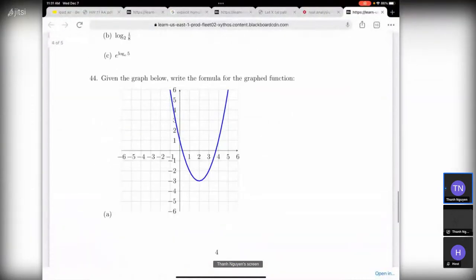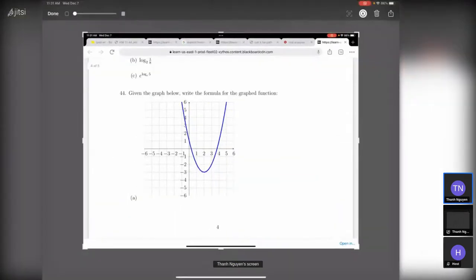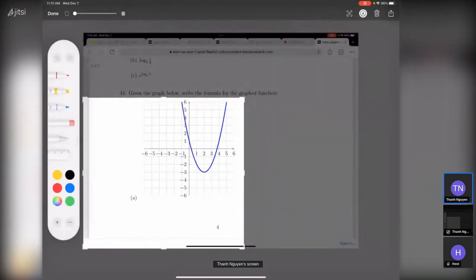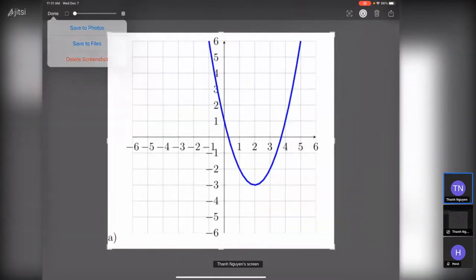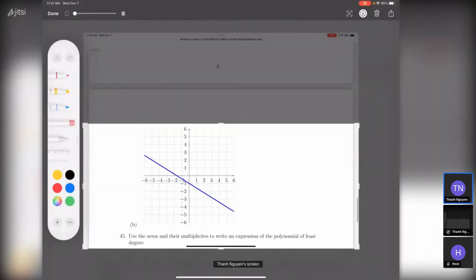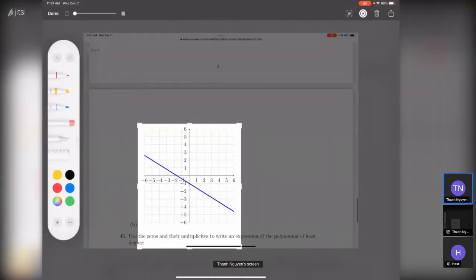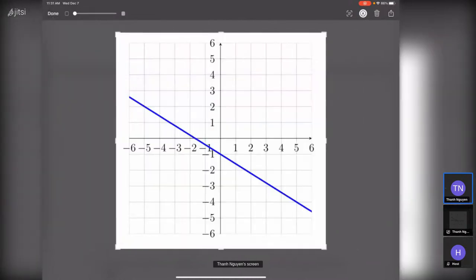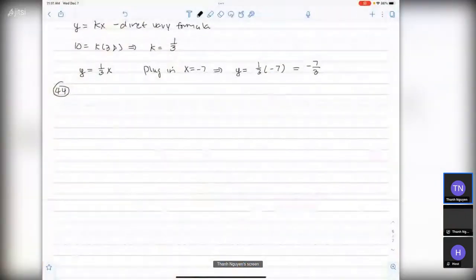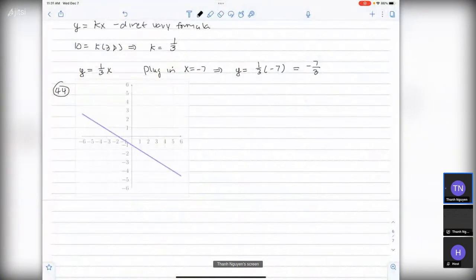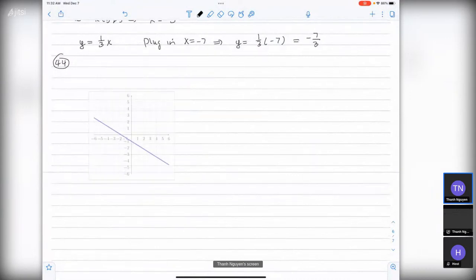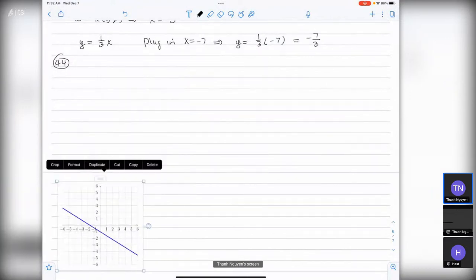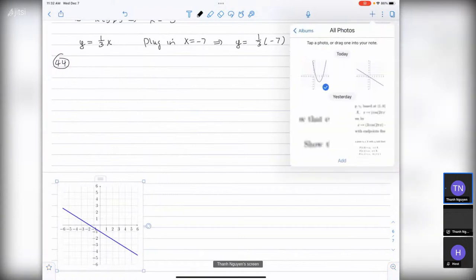So these two pictures, right? We have this picture. All right, done. Save the photos. And then we have this picture over here. Done. Save the photos. So now I can insert these images. It's way too big. Okay. Do this second. And then the other one is this.